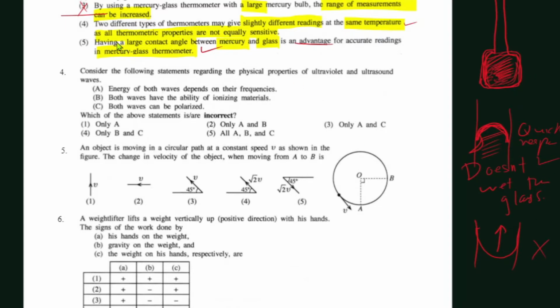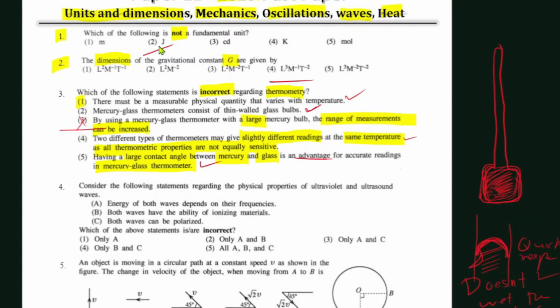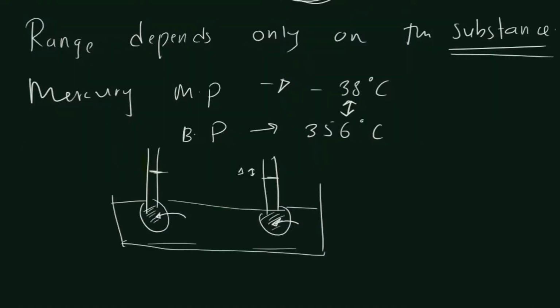So I guess we have analyzed all the stuff that is required, right? So let us go for the fourth question in that case, right? So let's go for the fourth question. So what they're saying here is, consider the following statements regarding the physical properties of ultraviolet waves and ultrasound waves. First of all, you need to understand the difference between the ultrasound waves and ultraviolet waves, right? So this is the fourth question, right?